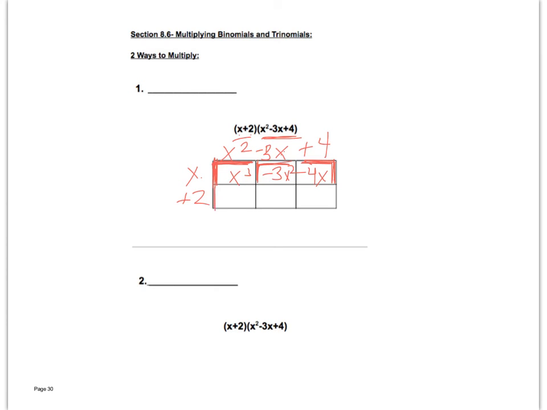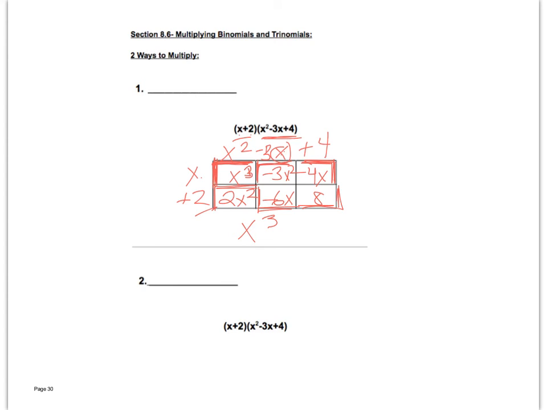This next box down on the bottom is 2 times x squared, so that's 2x squared. This next box right here is 2 and negative 3x. That makes negative 6, right? 2 times negative 3. And then there's 1x involved. There's an x right there, none here. So there's just x to the first power. And then this is 4 times 2. That makes 8. Now put it all together.